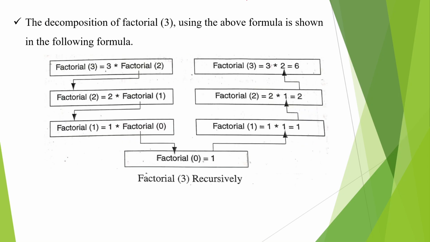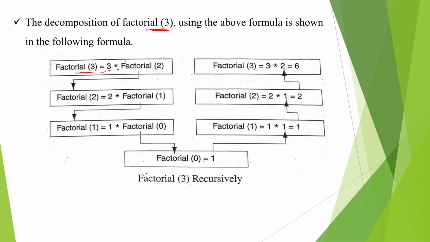Suppose we are calculating the factorial of 3, let us understand. How does factorial of 3 come? What do we have to do? First, factorial of 3 is equal to n into n minus 1. So 3 multiplied with factorial of n minus 1, that is nothing but factorial of 2. For factorial of 2, the same definition is called again, but with one less value. So what is factorial of 2?